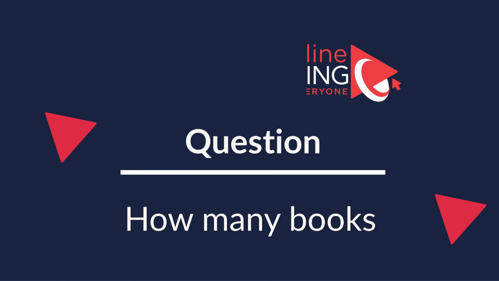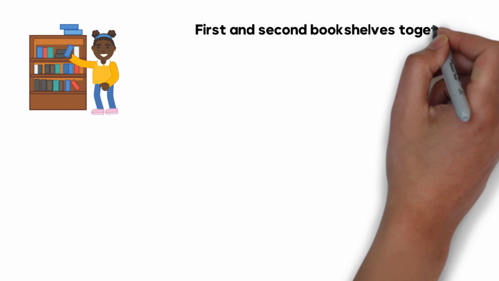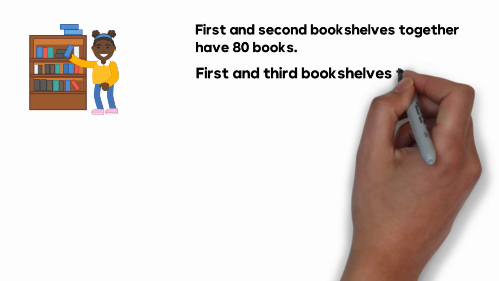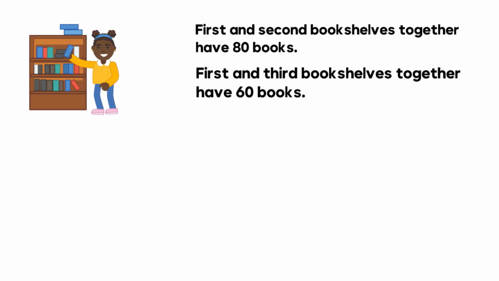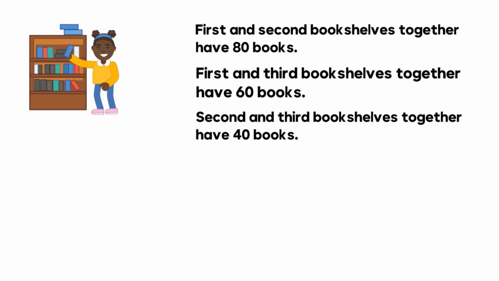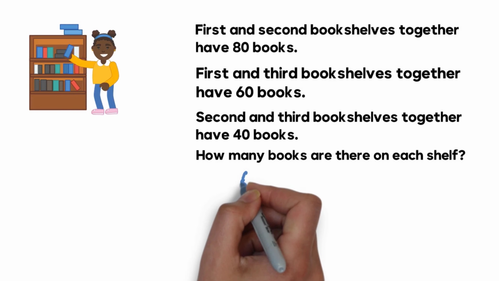Here's a very interesting problem which tests not just your math skills, but also your cognitive ability skills. First and second bookshelves together have 80 books. First and third bookshelves together have 60 books. Second and third bookshelves together have 40 books. How many books are there on each shelf?